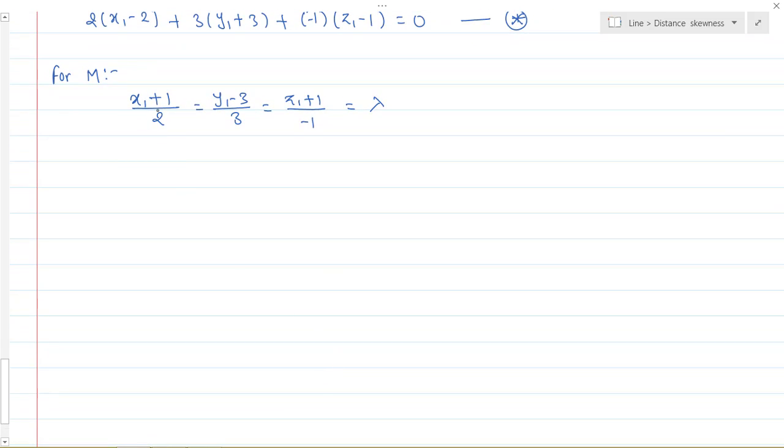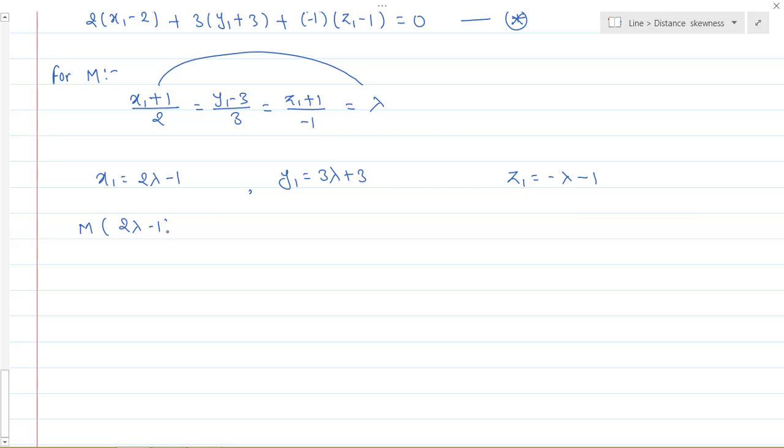Now let's find out the value of x1 y1 z1 from this equation. If I take the first equation, (x1 plus 1) by 2 equals lambda, then x1 is equal to 2 lambda minus 1. Similarly, I will get y1 is equal to 3 lambda plus 3, and z1 is equal to minus lambda minus 1. So this is the coordinate of point M I am getting: 2 lambda minus 1, 3 lambda plus 3, minus lambda minus 1. This is the coordinate of point M.